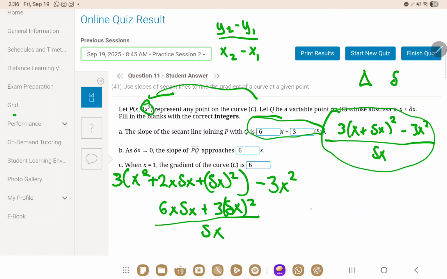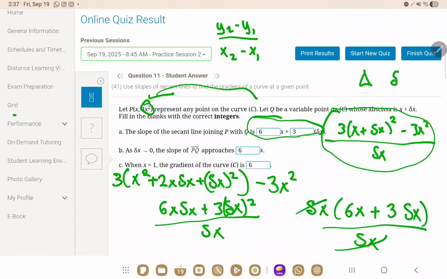Now we can take delta x as a factor: delta x times (6x plus 3 delta x), because we took out one delta x, over delta x. Delta x cancels with delta x. We're left with 6x plus 3 delta x. And that's your slope of the secant line.